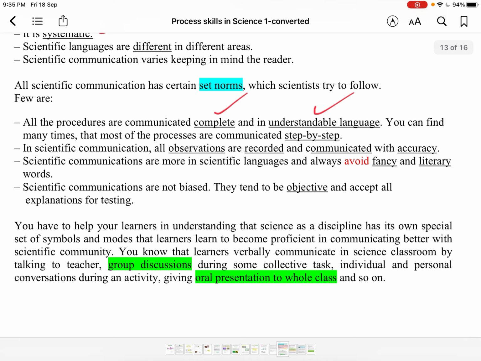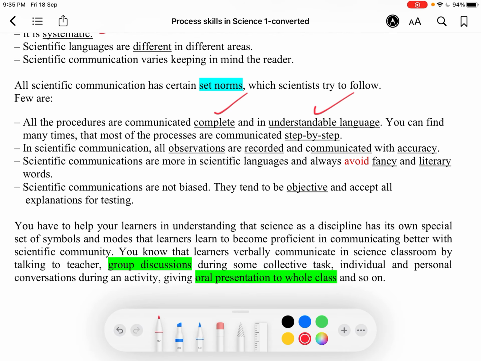And scientific communication is in scientific language, and always avoid fancy and literary words. Scientific language should not be fancy, like in a poem or a literary work. There should not be any bombastic language. It has to be as simple and understandable as possible. And scientific language is different.